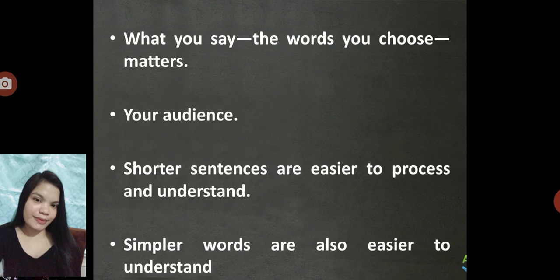So we are done with the first aspect. The other aspects will be reported by Jamaica Ocampo.